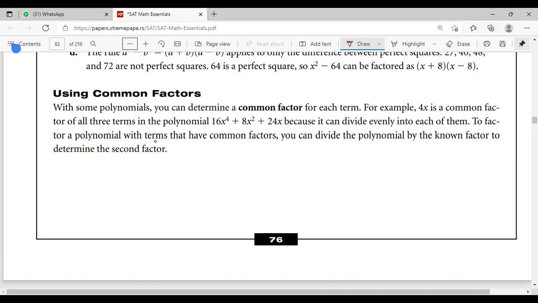Using common factors, with some polynomials, you can determine a common factor for each term. For example, 4x is a common factor of all three terms in the polynomial, because it can divide evenly into each of them. To factor a polynomial with terms that have common factors, you can divide the polynomial by the known factor to determine the second factor. Okay, right.